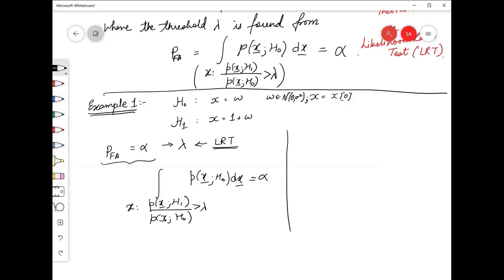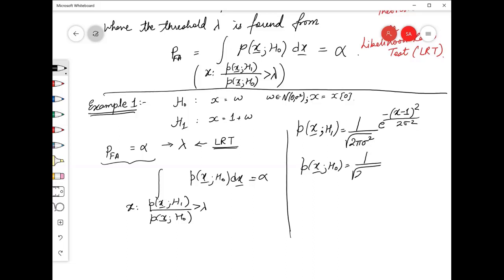Now, for this case, what are the likelihoods? As we discussed in the last lecture, probability of x given h1 is equal to 1 over under root 2 pi sigma square e power minus (x minus 1) whole square over 2 sigma square, and probability of x given h0 is equal to 1 over under root 2 pi sigma square e power minus x square over 2 sigma square.